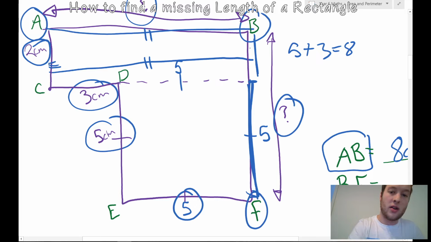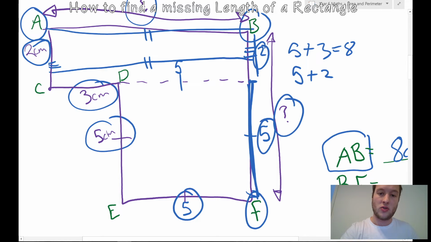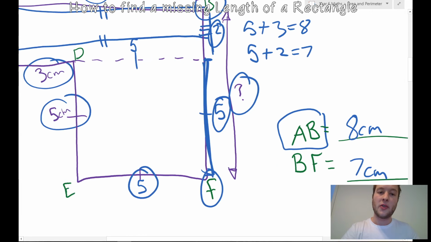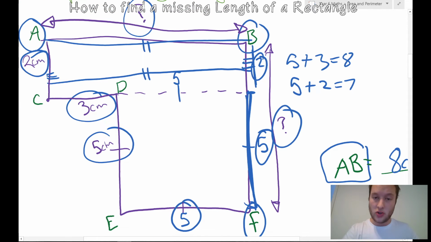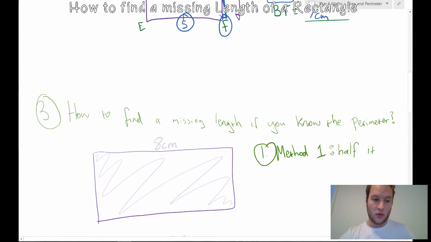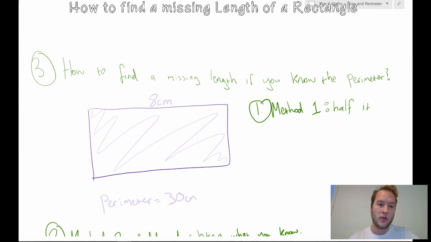1, 2, 3. 1, 2, 3. I know they're identical, so that has to be 2. So what I'm doing, I'm just doing 5 plus 2 together to find out the whole length. And that equals 7. So it was 7 centimeters. So it's all about knowing what do you know about the shape and then solving it.